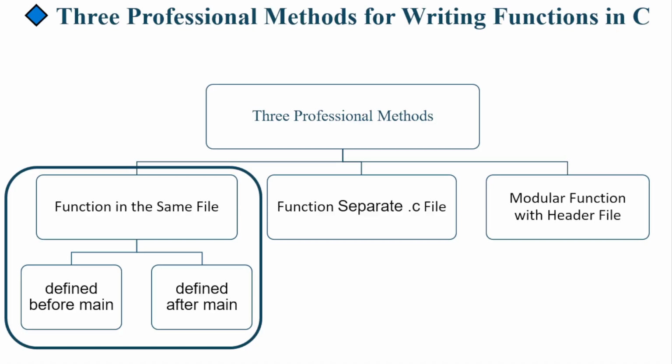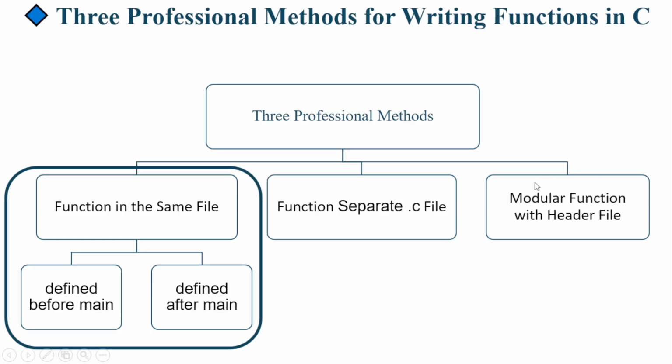Number two, defining the function in a separate .c file. In this approach, the function moves to a separate .c file, for example, myfunction.c. To use the function, the file is included in the main program using the #include myfunction.c directive. While this method allows for better separation of code, it's not recommended for professional development, as it can lead to issues with multiple inclusions or name collisions.